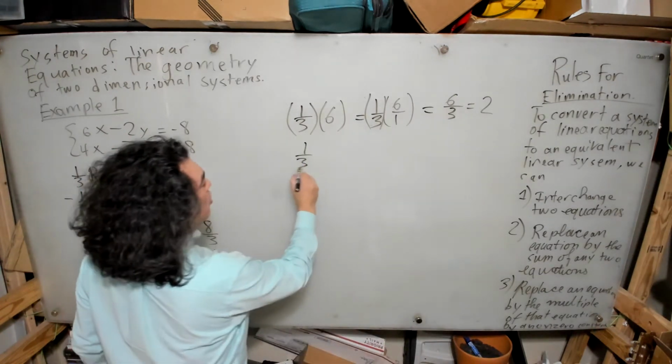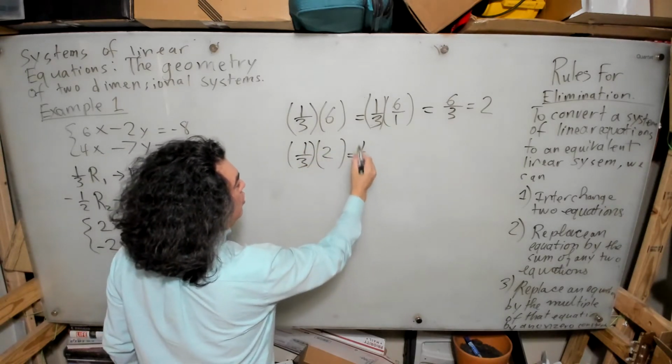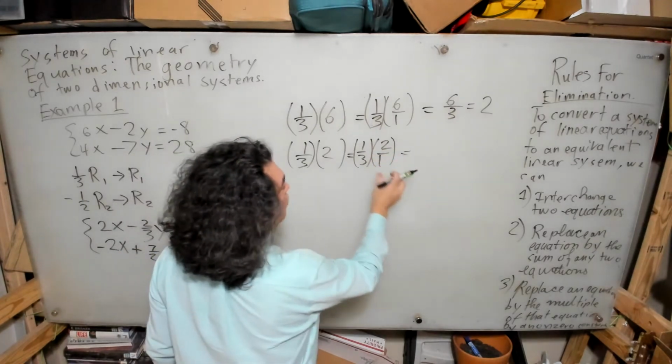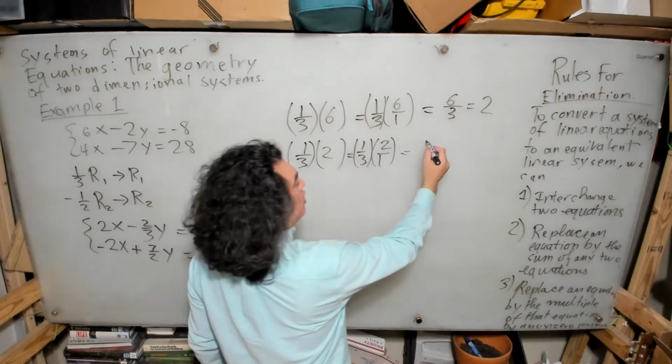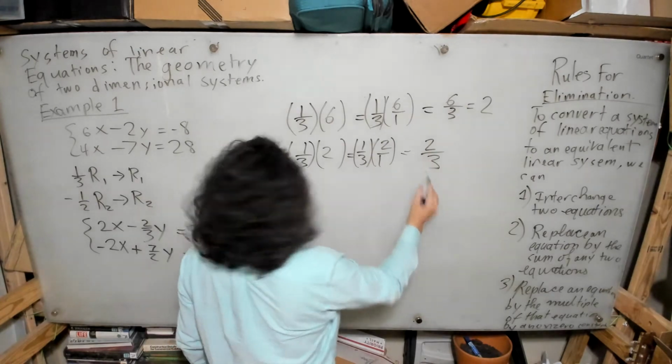You see 1/3 times 2 is 1/3 times 2 over 1. And then, of course, how do I get the product of two fractions? I multiply the numerators to get the numerator of the product. So 1 times 2 is 2. I multiply the denominators to get the denominator of the product. 3 times 1 is 3.